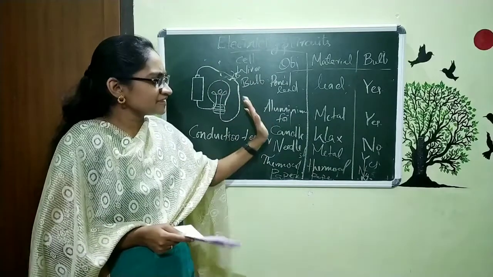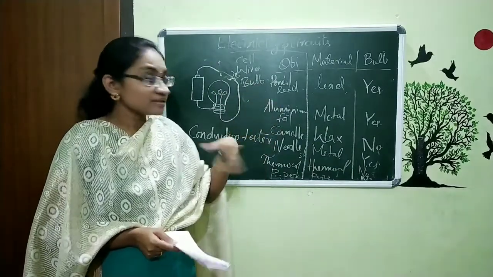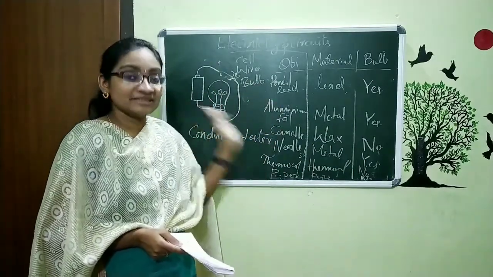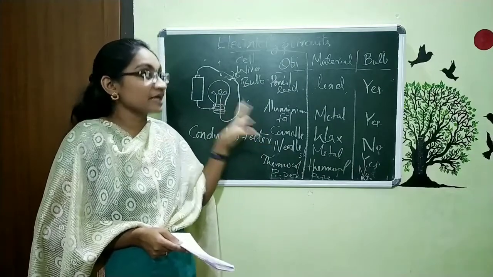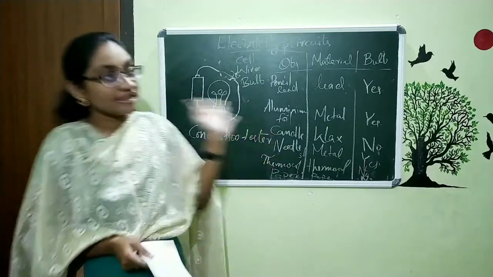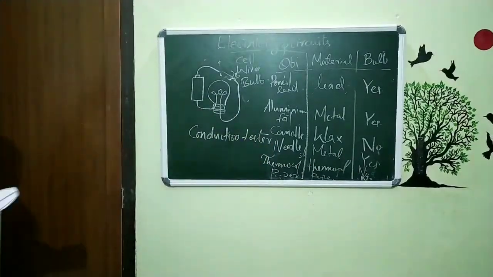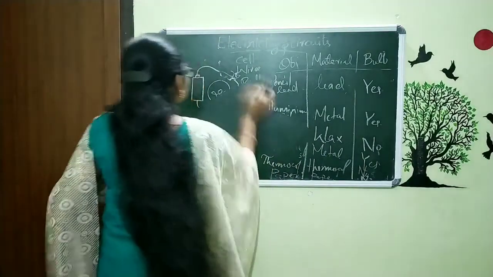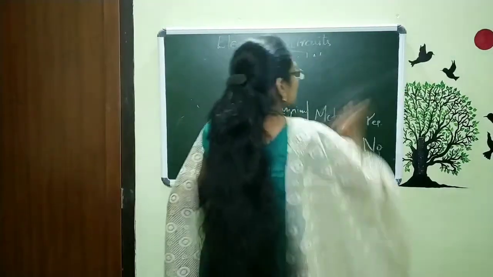That means some of the materials conduct, some do not. So you just want to study which are the materials, that means which are the examples for conductors and which are the examples for insulators. So we are going to study the definition for conductors and insulators.